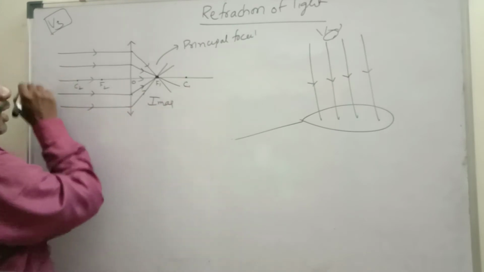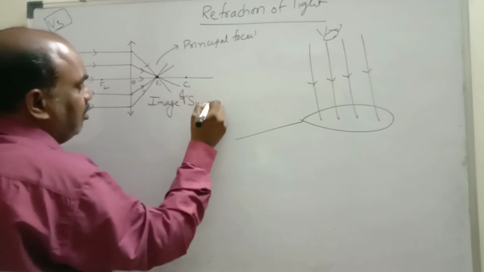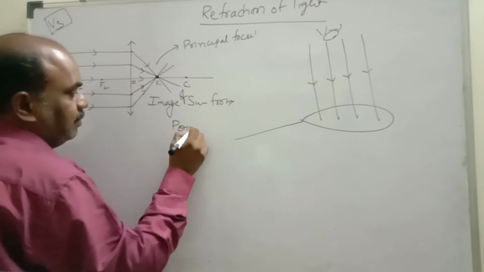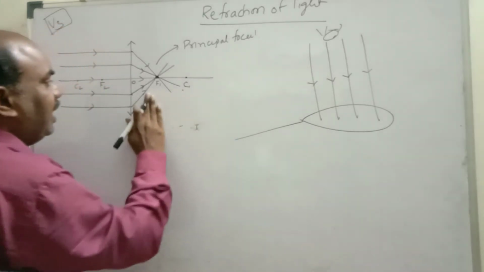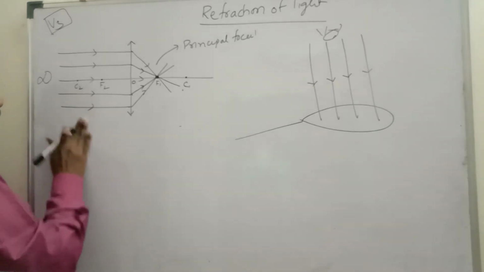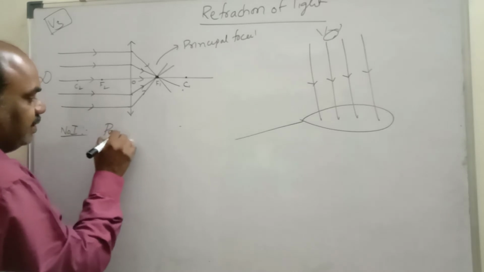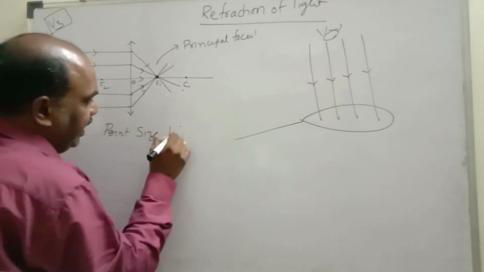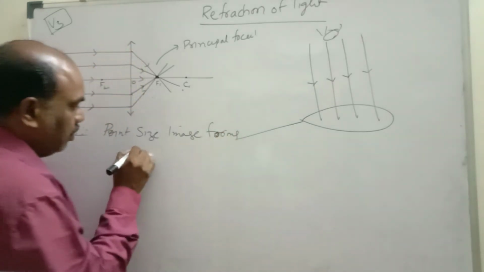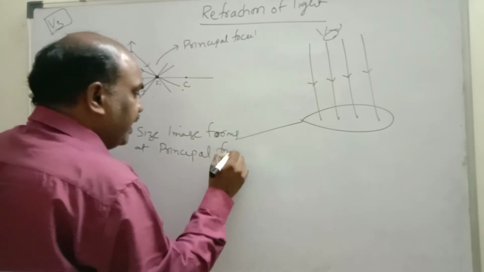If you place it perpendicular to the sun, the image of the sun forms here. What size? Point size. So remember, if the object is at infinity, what is the nature of the image? Point size image. A point size image forms at the principal focus. Very important.